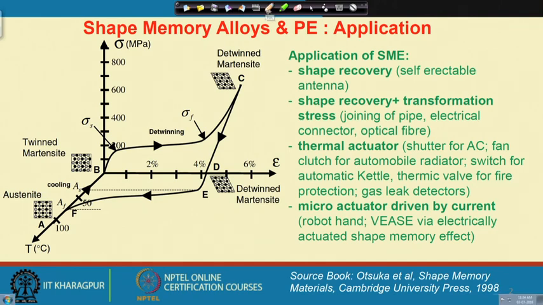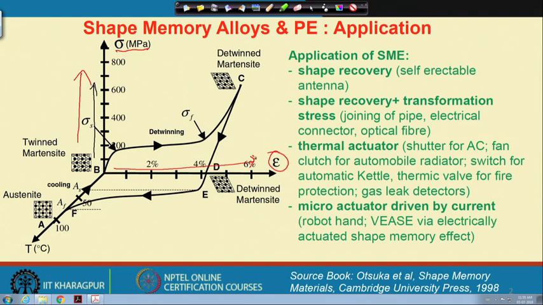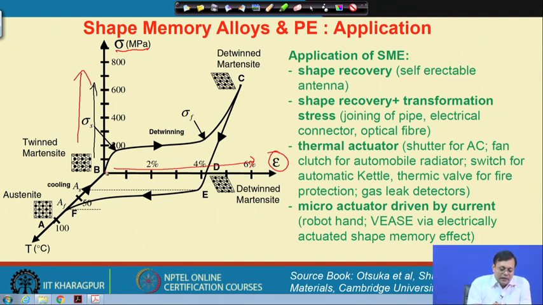Once again, to recapitulate, this axis represents the stress, which is given in megapascal, and in this direction it is the strain. Now, if you closely look, we can start with a martensite. This is the martensite. Once we start deforming the martensite, from here the type 1 twin, basically this is the yield point of the martensite, and the type 1 twin transforms into the type 2 twin or vice versa.